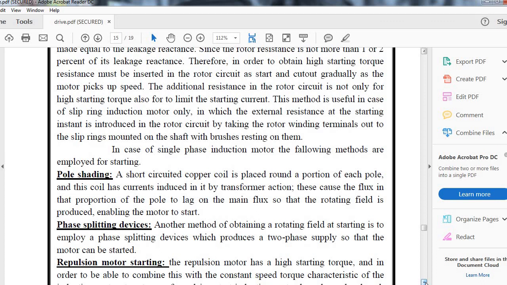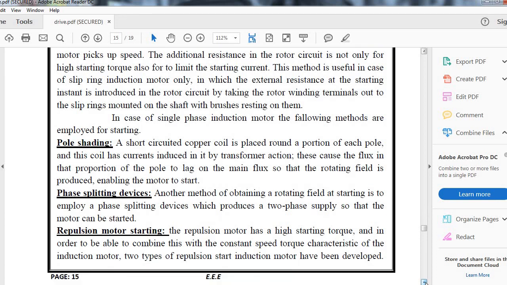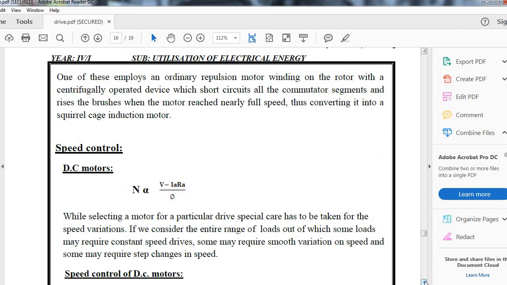Repulsion motor starting. A repulsion motor has high starting torque, and in order to combine this with the constant speed torque characteristics of the induction motor, 2 types of repulsion start induction motor have been developed. One of the methods employs an ordinary repulsion motor winding on the rotor with a centrifugally operated device which short circuits all the commutator segments and raises the brushes when the motor reaches nearly full speed, thus converting it into a squirrel cage induction motor. I hope till now the factors are clear to you.